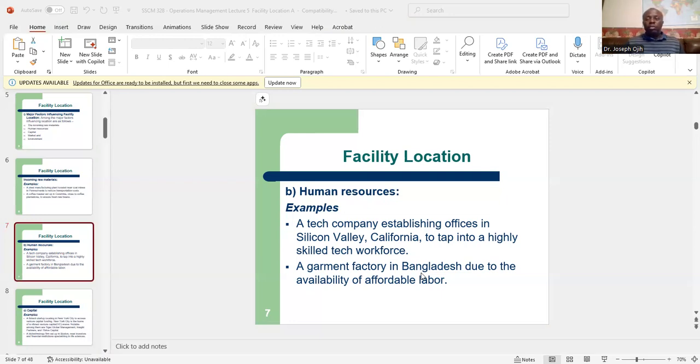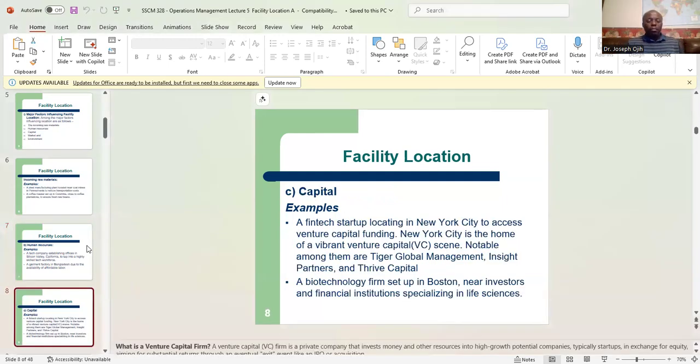Much more if they move it. In fact, many things we use in the US, especially gadgets, lots of them are assembled in different countries and brought in here. So next is capital. Capital is very important.